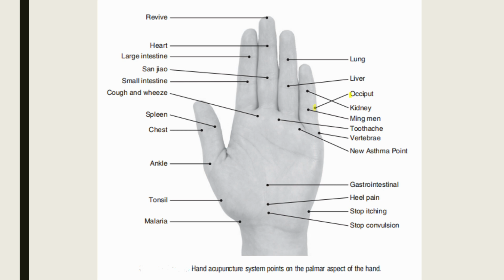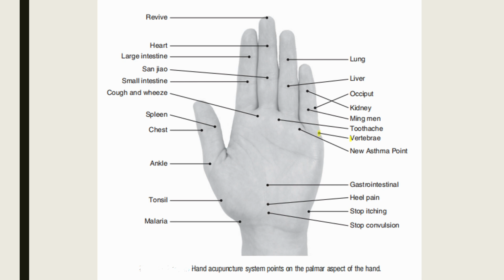Occiput, or the tonsil. Location: at the border of the light and dark skin on the ulnar side of the little finger at the proximal interphalangeal joint. Indications: occipital pain, tonsillitis, sore throat, stiff neck, back and arm and mandibular pain.